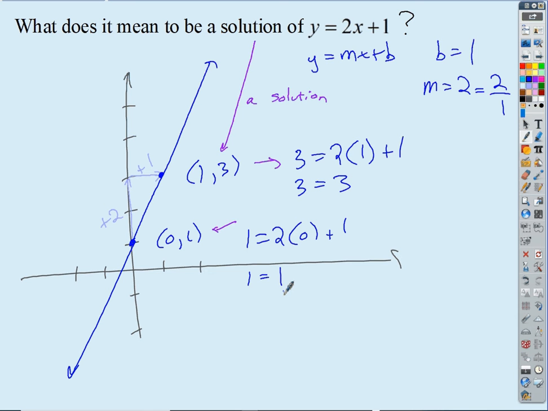So this tells us something really important. What does it mean to be a solution? What it means to be a solution, or what is a solution?